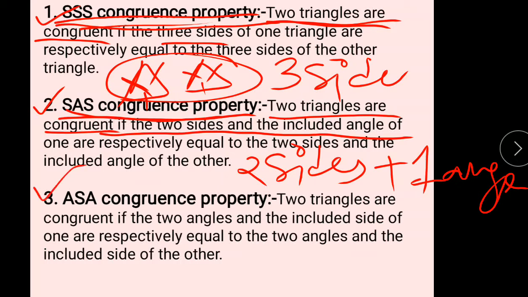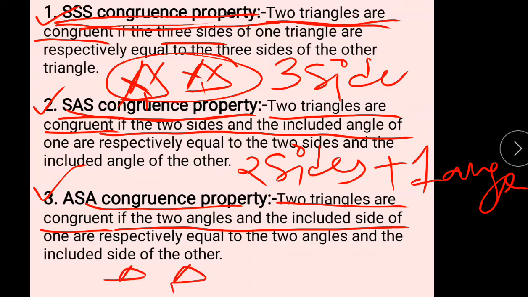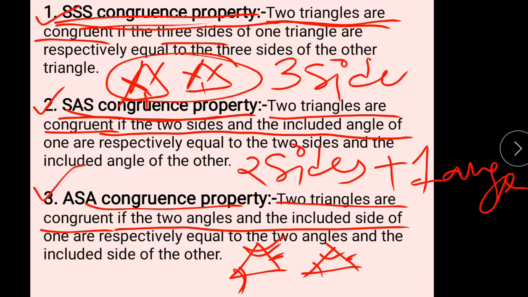The next we have is ASA, that is angle-side-angle. Two triangles are congruent if the two angles and the included side are equal. So let us consider these two triangles here. If two angles are equal and if one side in between them is also equal, this pair of angles and the other side.